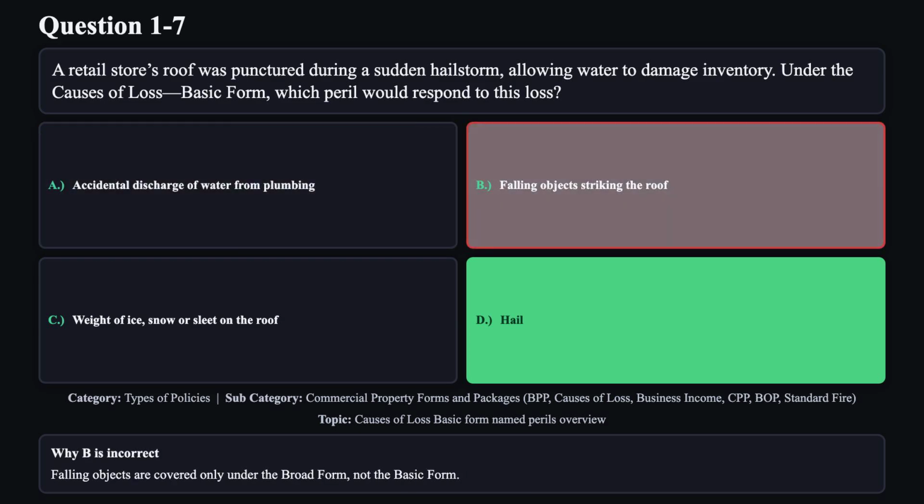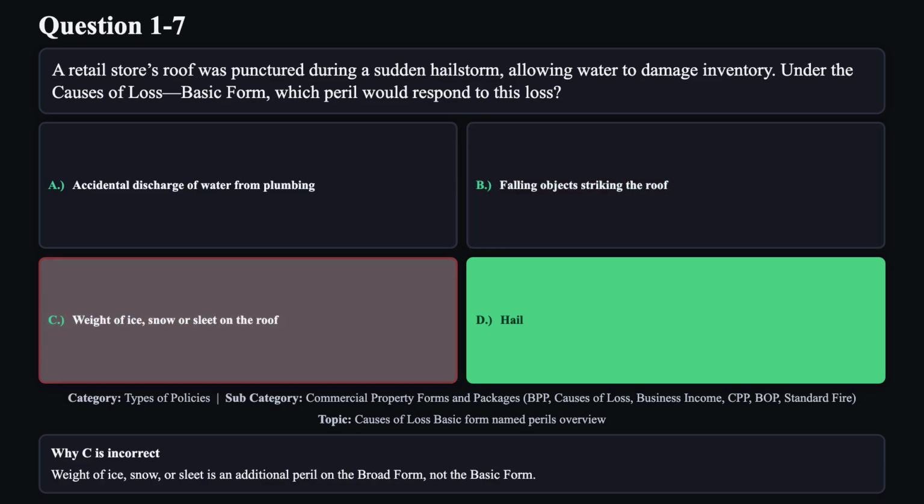Reason B is not correct. Falling objects are covered only under the broad form, not the basic form. Reason C is not correct. Weight of ice, snow, or sleet is an additional peril on the broad form, not the basic form.